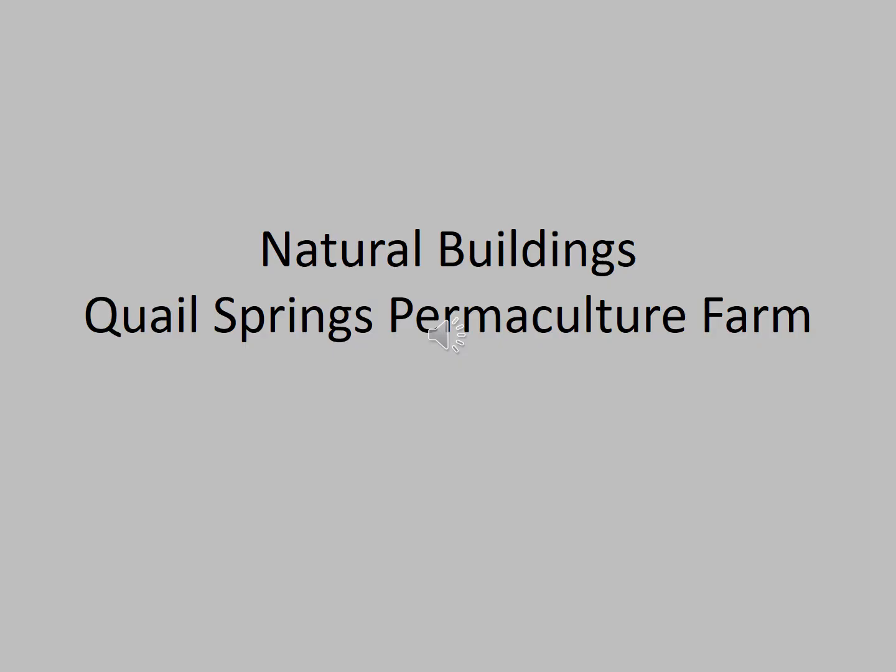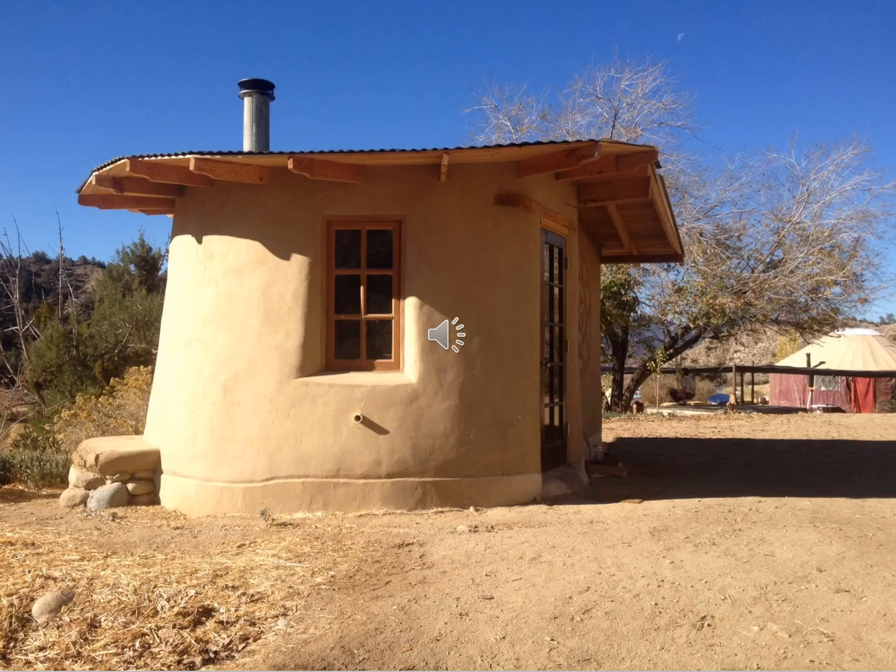And here's a few slides from Quail Springs, a few more. This little building is named Margarita. It's a little casita, as they call it at Quail Springs. And it's a nice, just little one-bedroom guest house. This is a cob structure. You can see the outer walls are very smooth and finished.